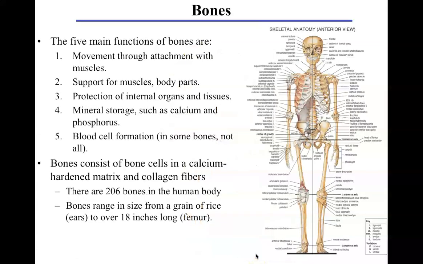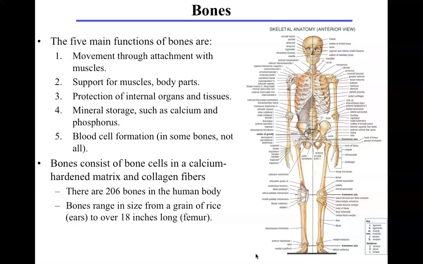What do bones do? 5 things. 1, they allow movement by interacting with muscles. 2, they provide support for muscles and body parts. 3, they protect internal organs and tissues, so they help protect from injury. I mentioned the rib cage, that's a good example.